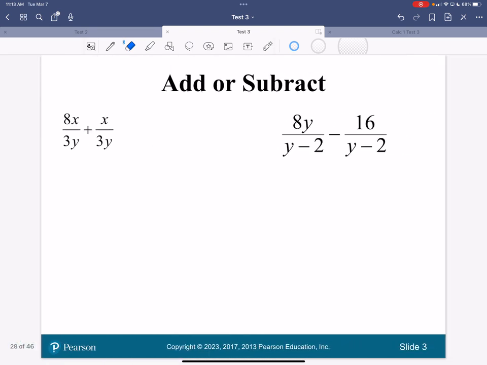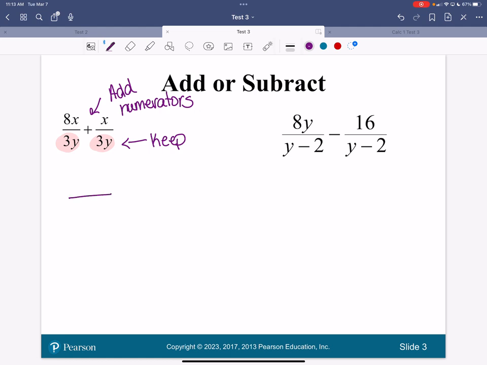So here we are adding and subtracting both of these. The key part to this right here is that we already have a common denominator. So here I've got 3y and 3y. So I keep my denominator and I add the numerators. That's what's happening right here. I keep the denominator and I add my numerators. So my denominator is going to be 3y.